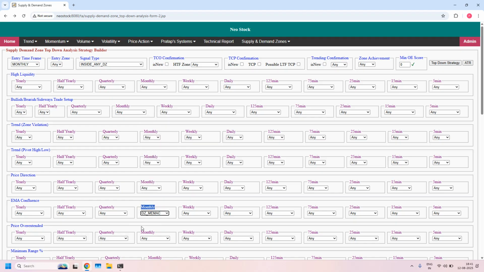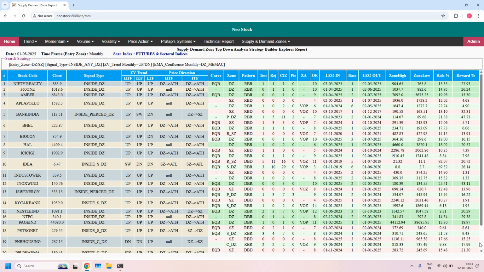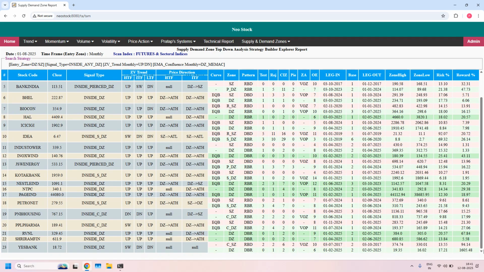Monthly demand zone with monthly EMA confluence, and also trend on the monthly should not be sideways. It can be up or down. Now the list is reduced. First 19 stocks in the list. I am scrolling the list down. Total 23 stocks are filtered. Price closed inside these monthly demand zones, and these monthly demand zones are having monthly EMA confluence.